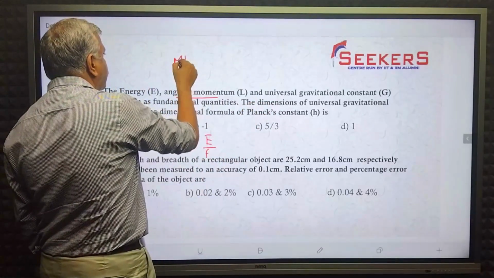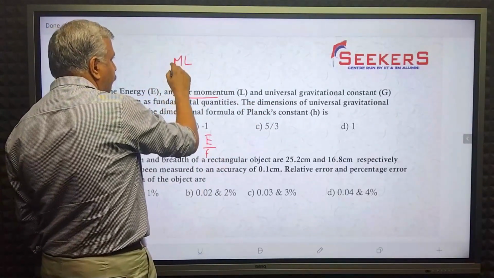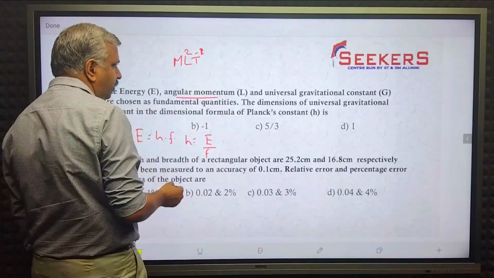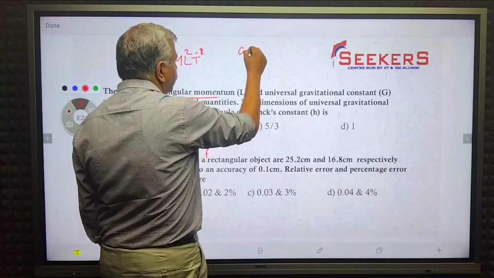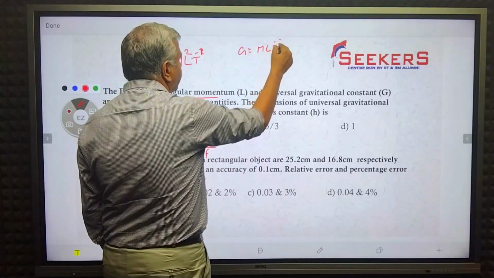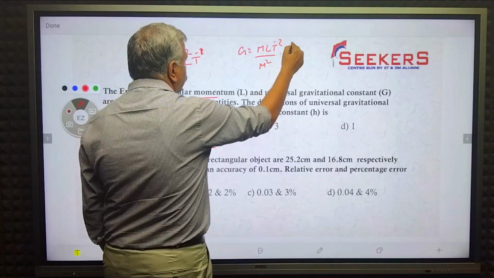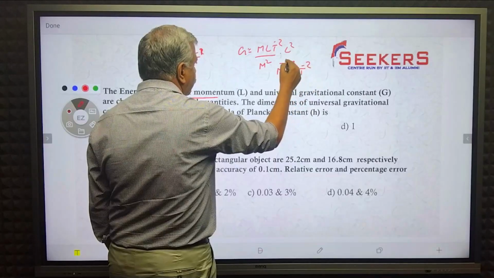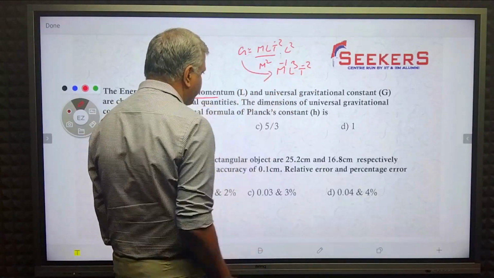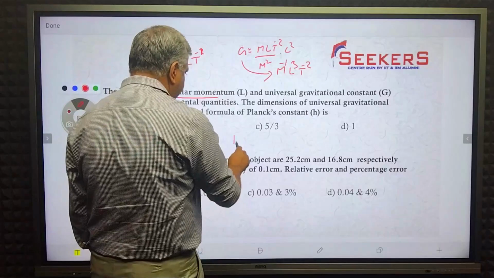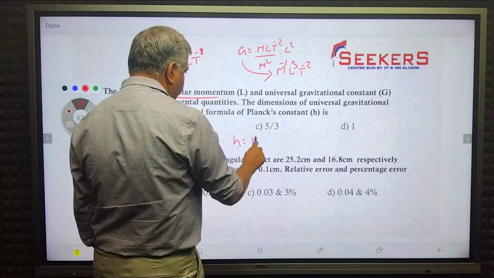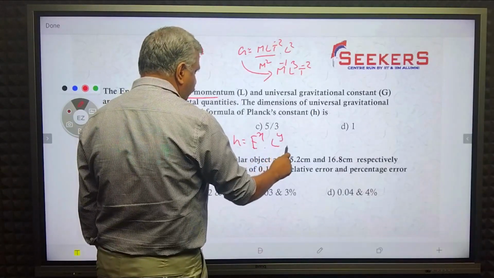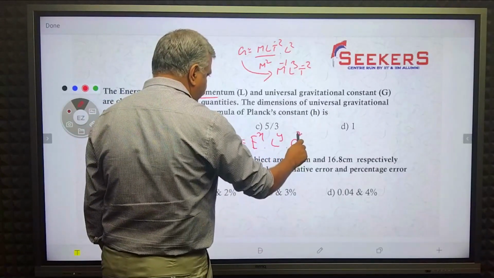Angular momentum is r cross p, so its dimension is M L squared T power minus 1. Gravitational constant G is equal to F times L squared divided by m squared, so it is M power minus 1 L cubed T power minus 2. Now they are saying that h is equal to E power x into angular momentum L power y into gravitational constant G power z.